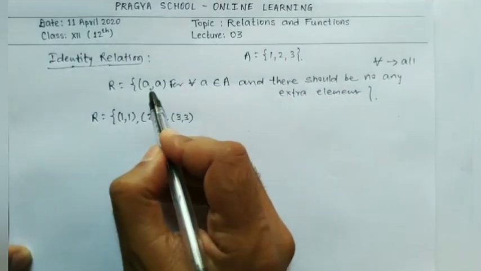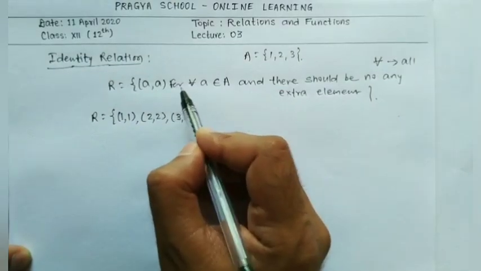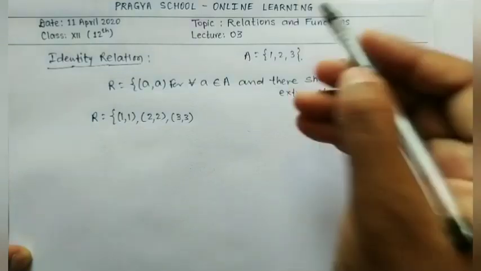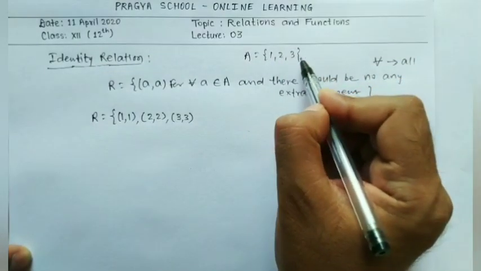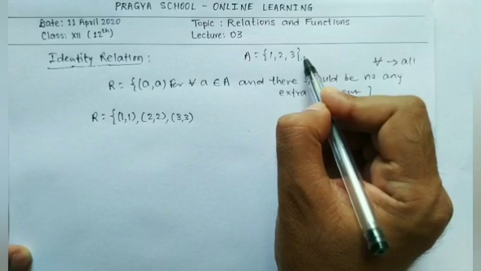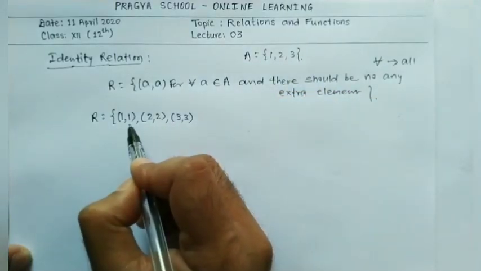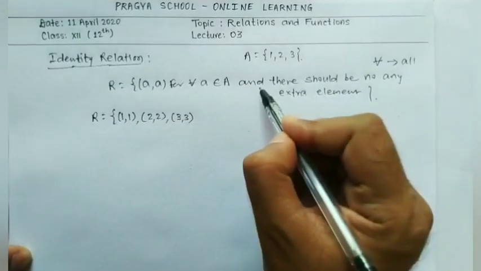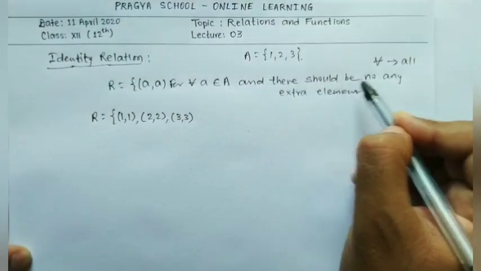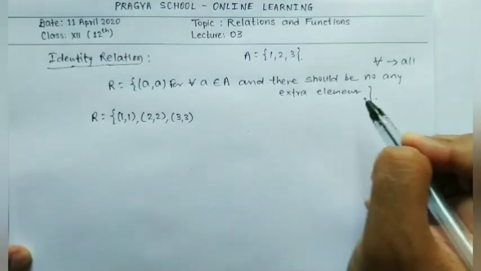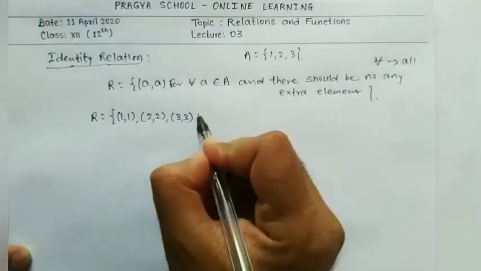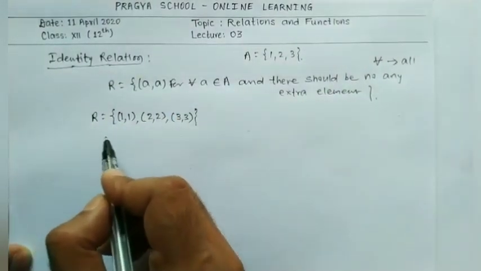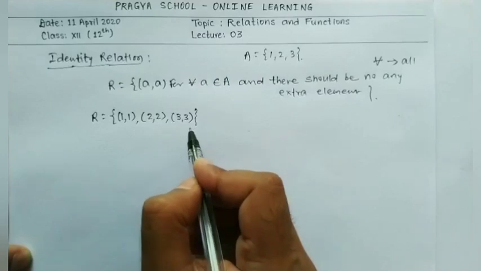Read this definition again: (A, A) for all A belongs to capital A. So we have considered all entries of set A, 1, 2 and 3, and for these we have (1, 1), (2, 2) and (3, 3). Now read this, and there should be no extra element. So we should close it now. This is our identity relation, R equals {(1, 1), (2, 2), (3, 3)}.